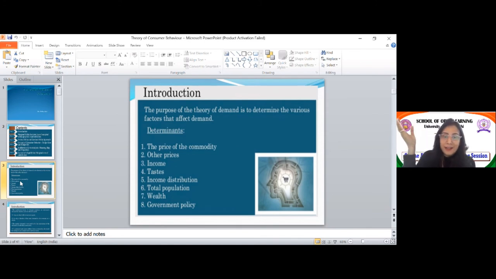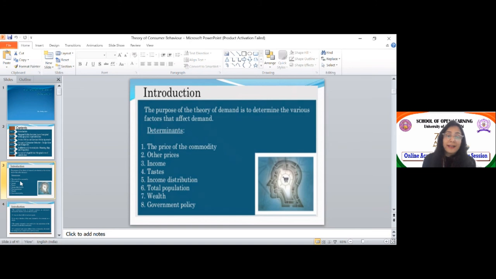So these determinants are the price of the commodity. If you will be demanding some particular thing, the price of the commodity will matter. Other prices also, like the prices of other commodities will also matter, maybe substitutes. Your income will matter at that time. Your taste and preferences will matter. Income distribution will matter.